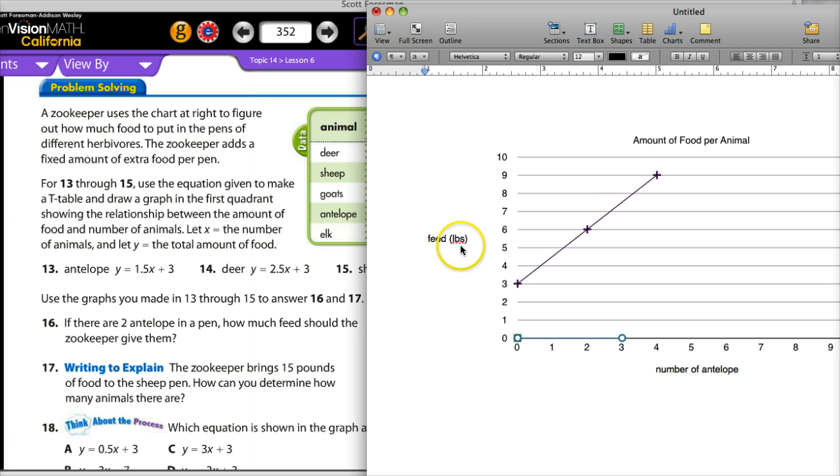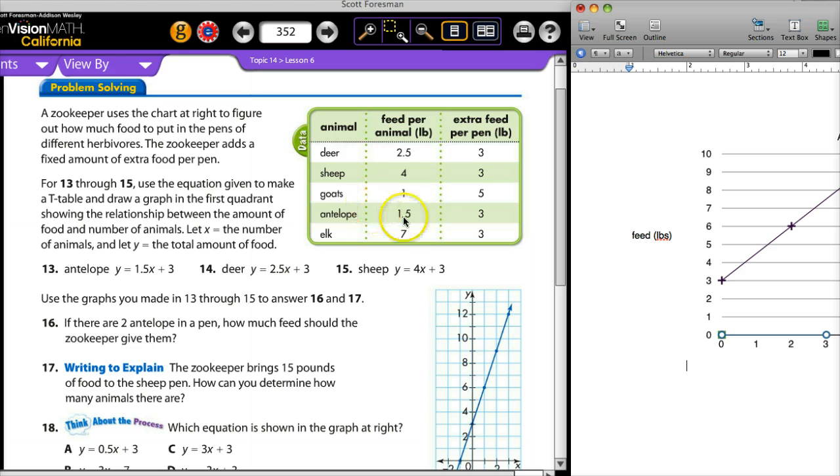So I've put feed here in pounds. This is how much food is eaten in relation to the antelope. Okay, so I've plugged in specific points into this equation and I have graphed my linear equation here. Okay, you're going to do the same thing for 13, 14, and 15. You can use these values here and plug those in to figure out what the equation is.